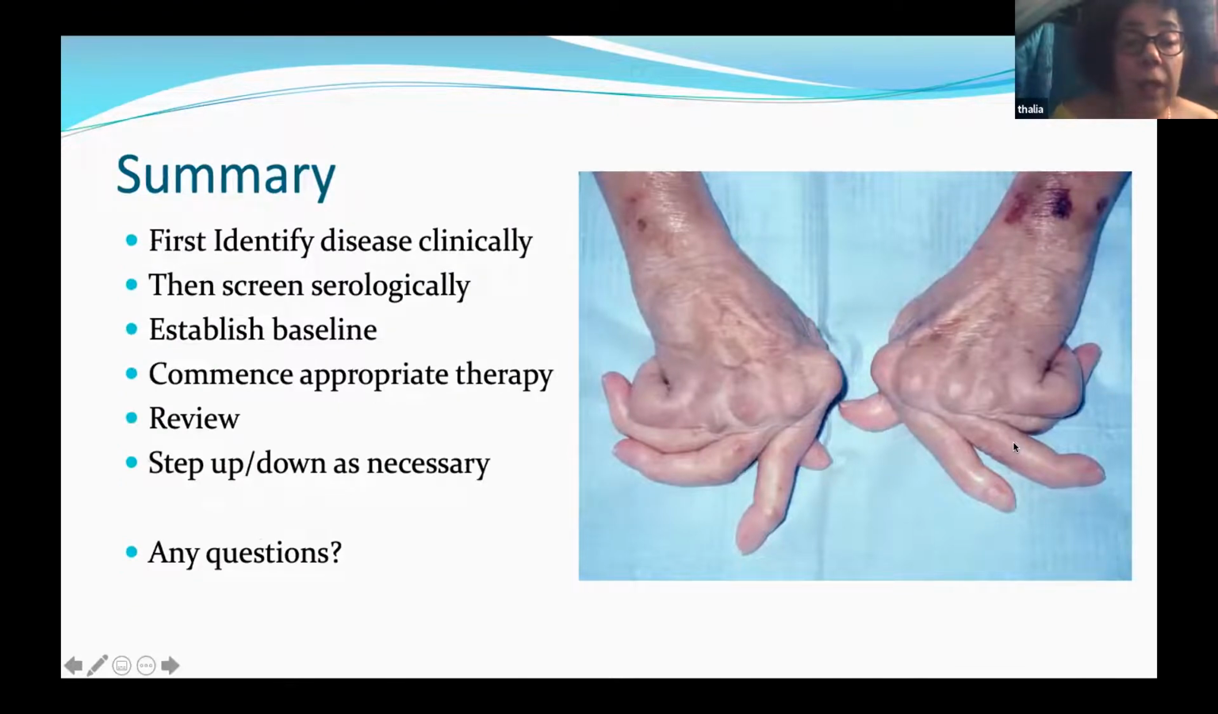So, in summary, the first is to identify the disease clinically, then screen serologically, so we can have a baseline assessment, then commence appropriate therapy, review, and step up or down as necessary. As I said, this is rheumatology made easy by a GP trainee addressed to GPs. So that is what he understood, and I thought it would be useful for me to share this with you. Thank you for your attention, and I'm happy to answer any questions.